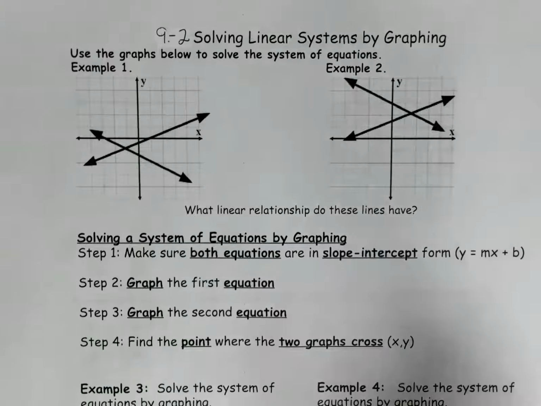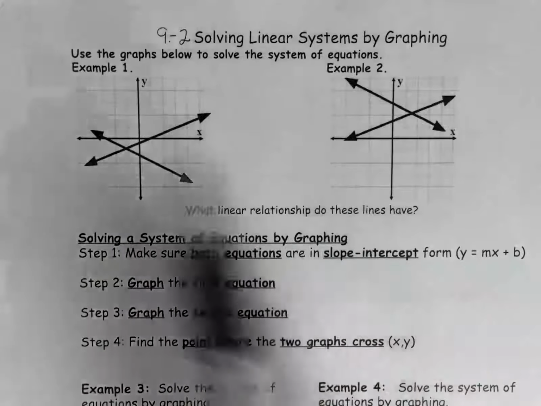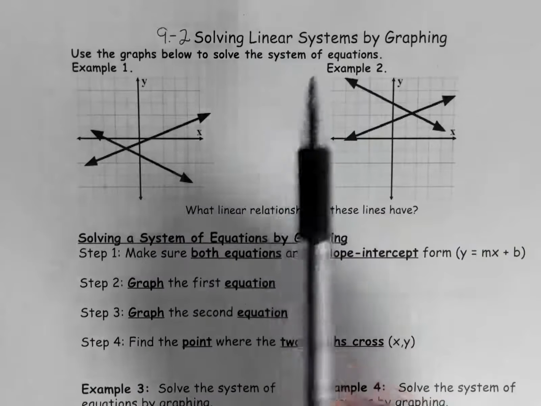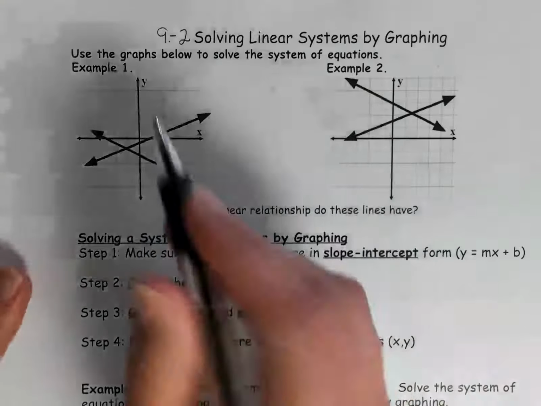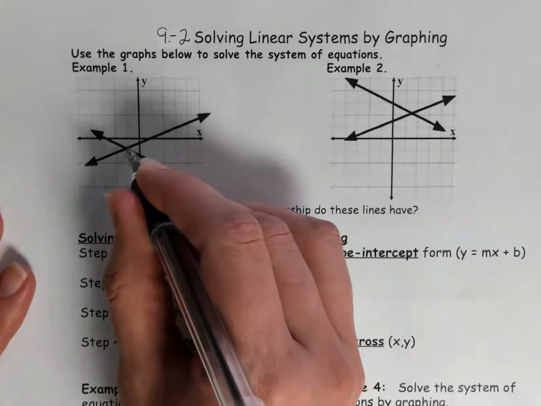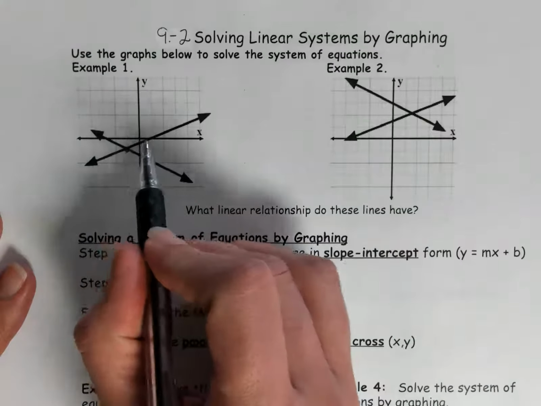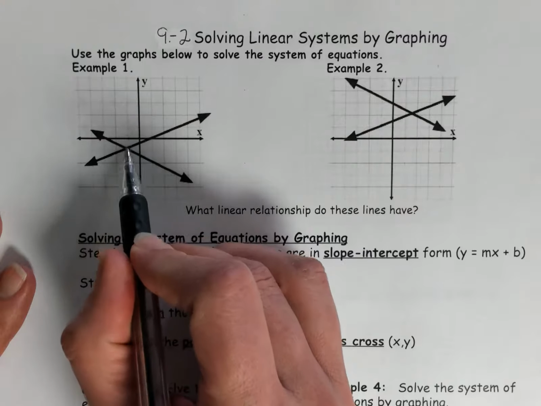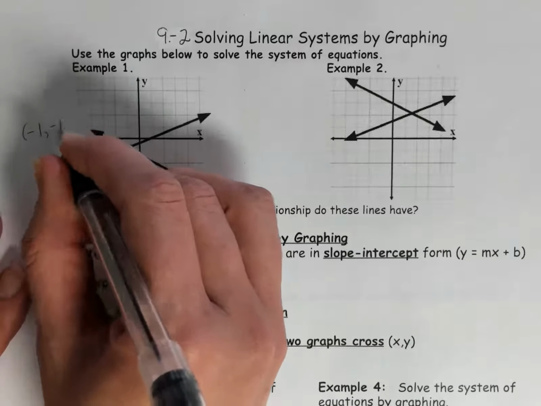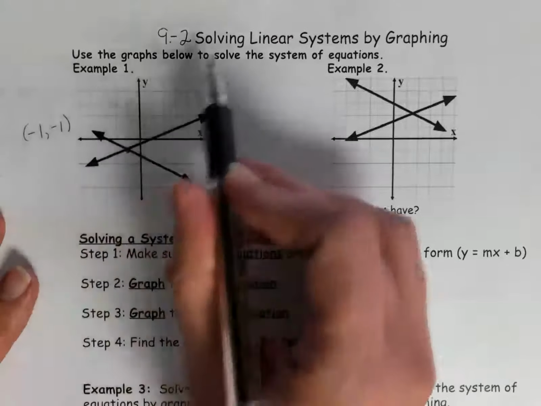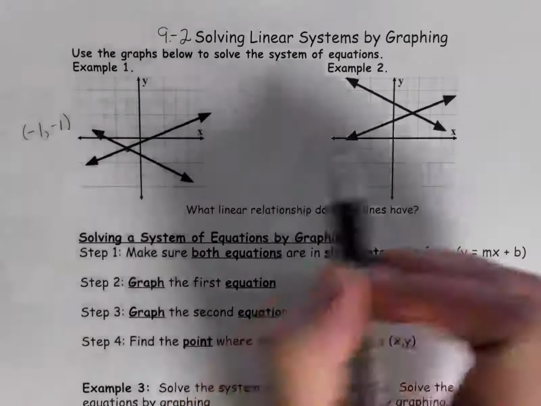Hey guys, so today we are going to solve linear systems by graphing. What that means is that to solve is simply to look and see where they cross, where they intersect. In this case, these lines intersect right here at this point. That point, we always write as an ordered pair, so that's (-1, -1). At (-1, -1), that's where they intersect. So this is the solution to these two lines.